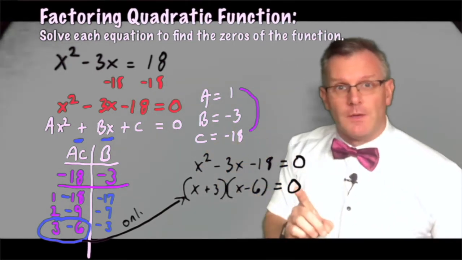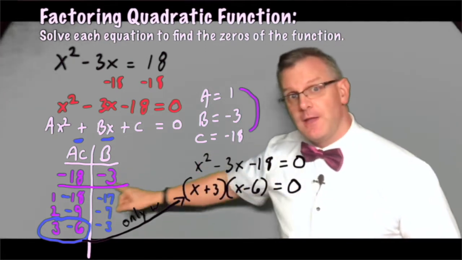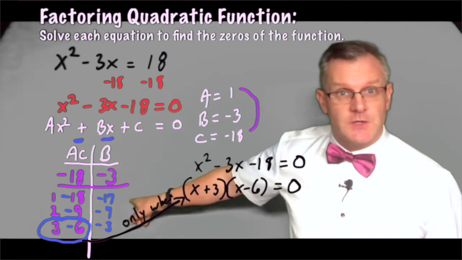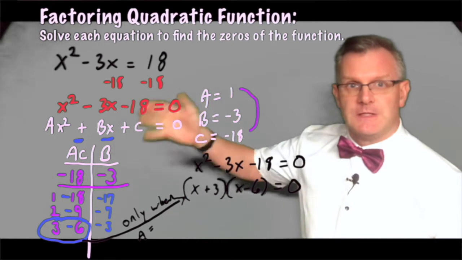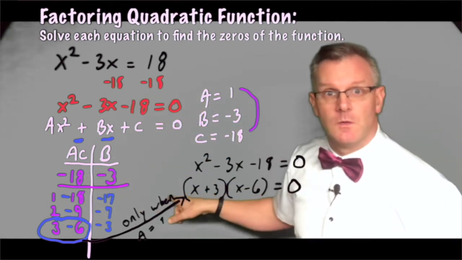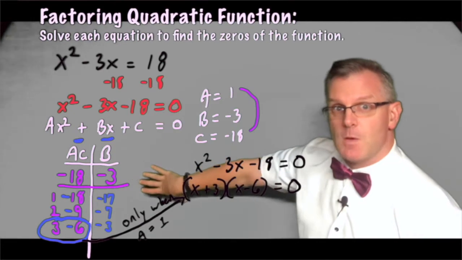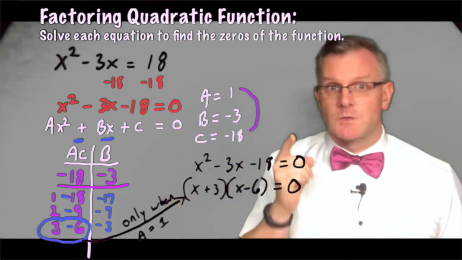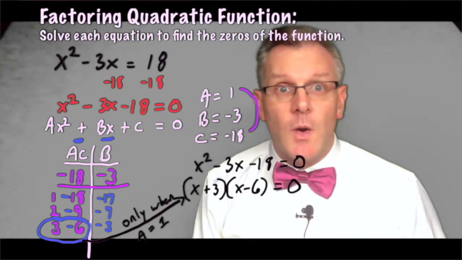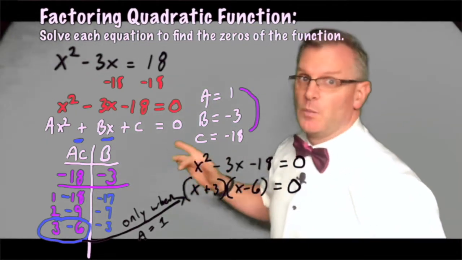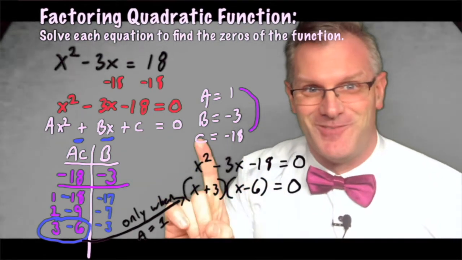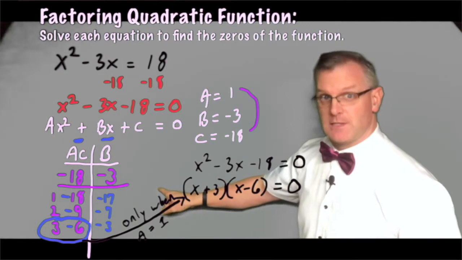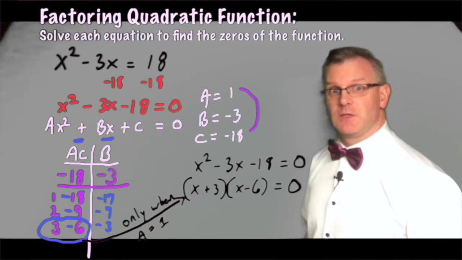If A is 1, what you find in your factors of AC that sum B T chart, those actually become the constants in your binomials. So you can just take them right out of the chart, boom, make two binomials out of it. This only works when A is 1. Please, please, please don't try and do it every time. Only works when A is 1. But that works. In this case, we set each piece equal to 0, and we've got our zeros.